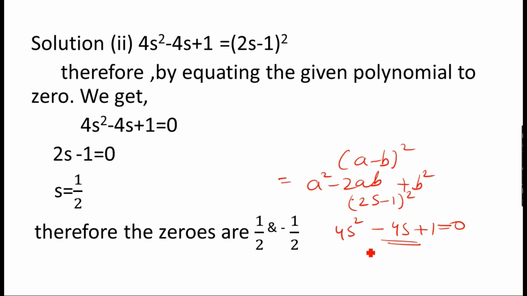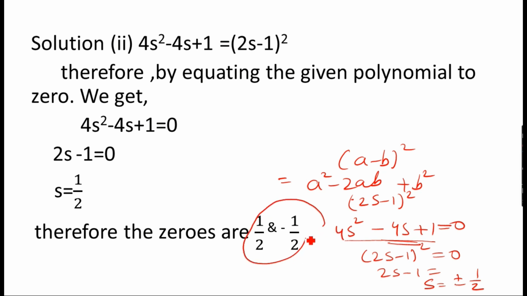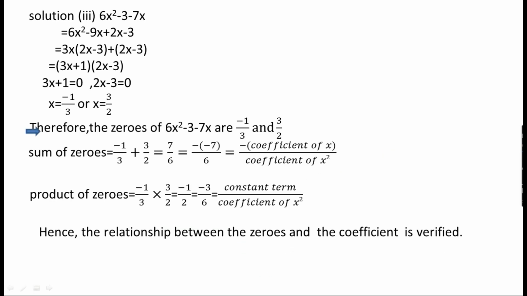We can write this whole polynomial as 2s minus 1 whole square equals to 0. 2s minus 1 is equal to 0. S is equal to plus minus 1 by 2. Therefore, the zeros are 1 by 2 and minus 1 by 2.